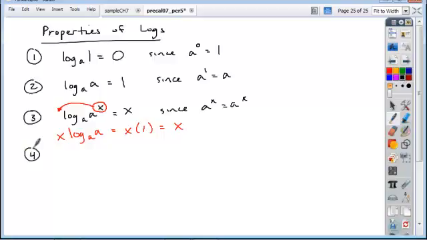The next property to be aware of: if you take the product of two factors inside of a log, you can expand this out in the following way. You can take the log of the first factor and add that to the log of the second factor.